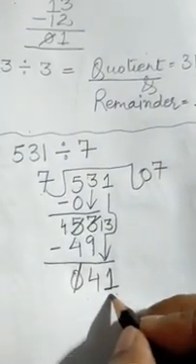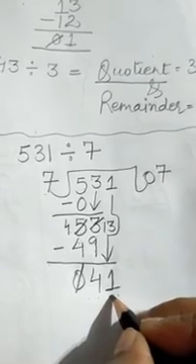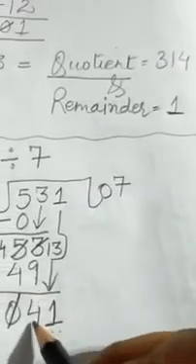Now we will see the table of 7. So what can be written under 41? Here you can see 0 can be written under 41, 7 can be written, 14 can be written, 21 can be written, 28 can be written, 35 also can be written, but 42 cannot be written under 41. We cannot write 42 under 41. So what we will write? We will write 35.